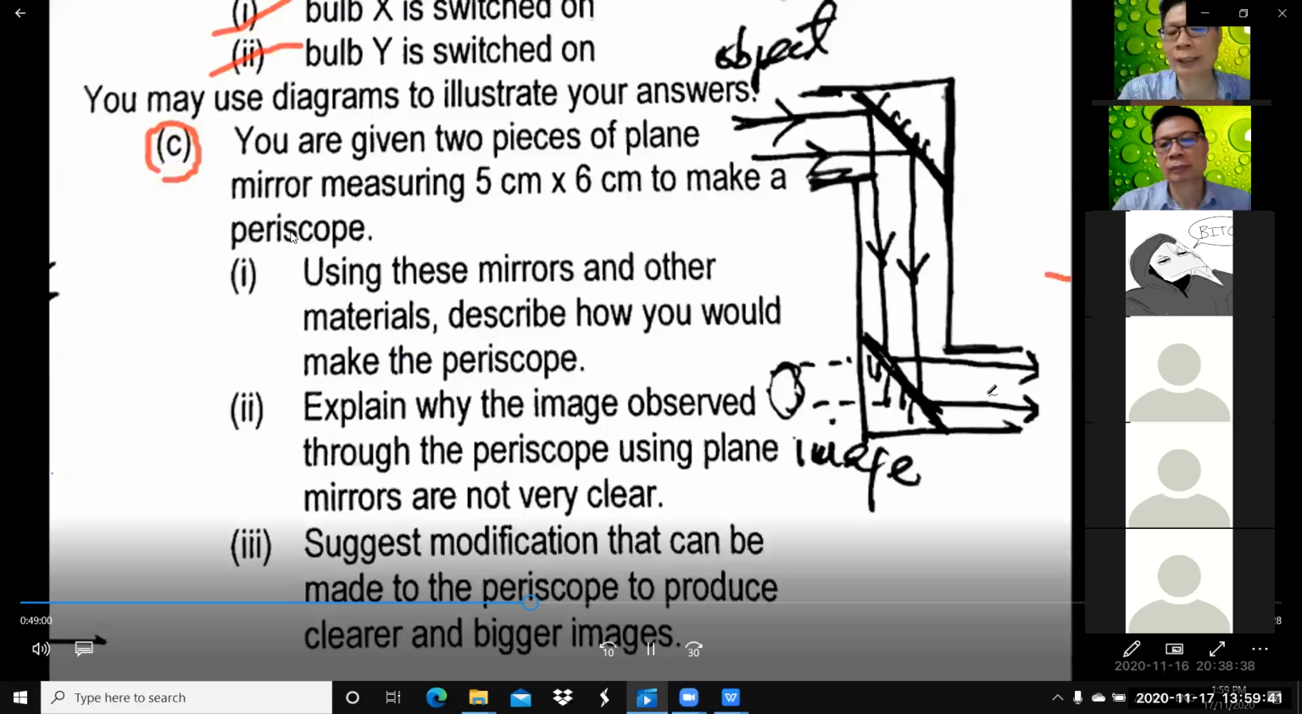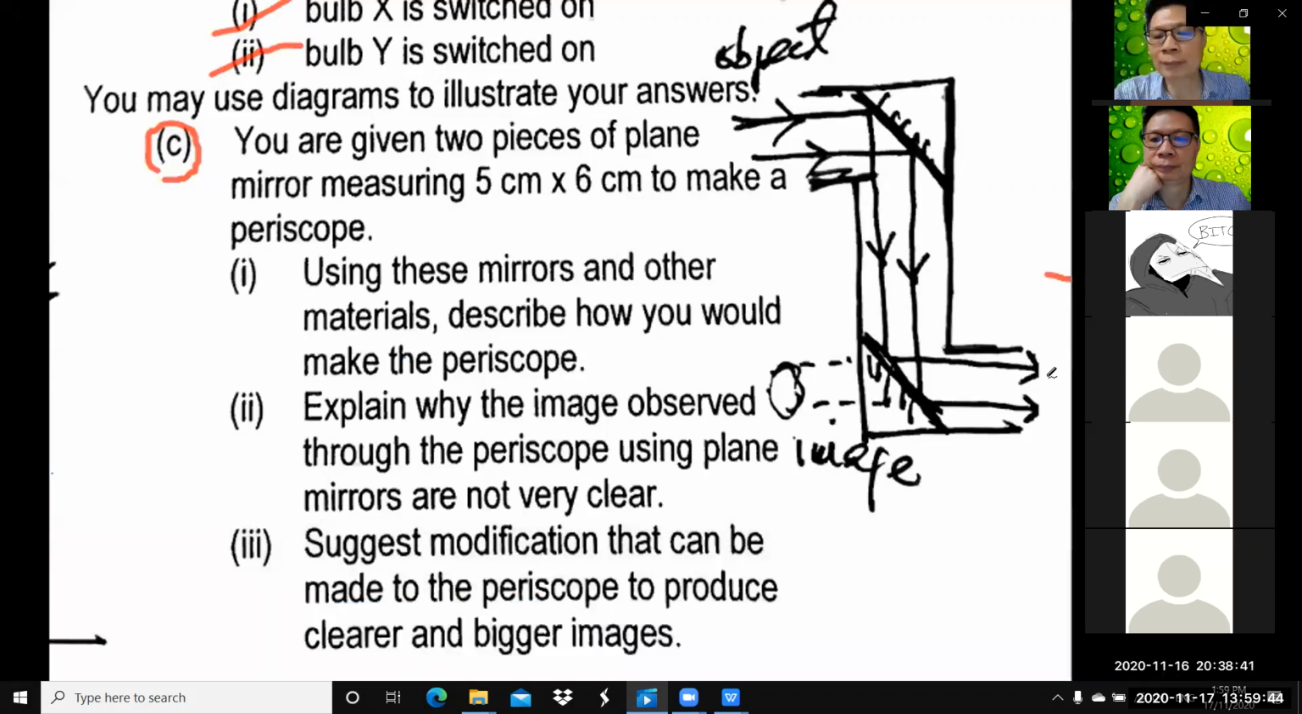Then the last sentence, you should write this: the observer sees an image of the object from behind the second mirror. This one is the first mirror, this is the second mirror. Behind the second mirror. Okay, got it?